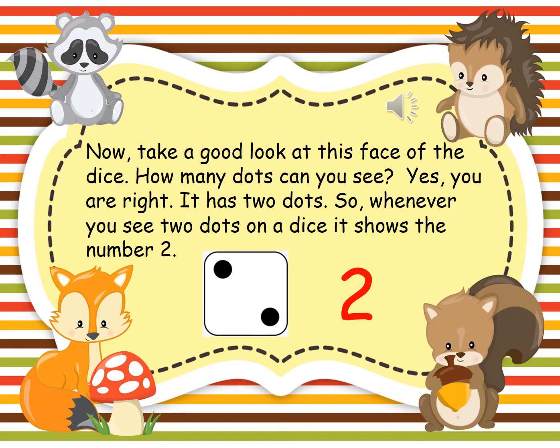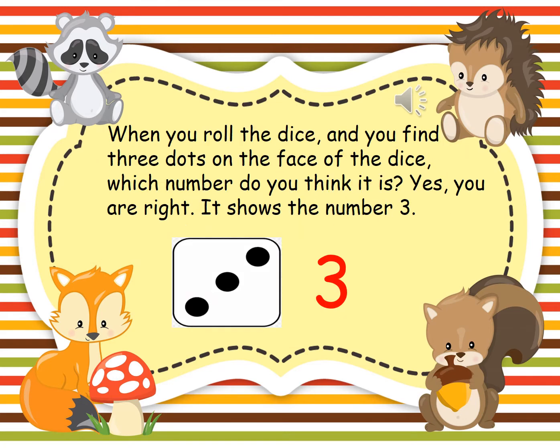Now take a good look at this face of the dice. How many dots can you see? Yes, you are right. It has 2 dots. So whenever you see 2 dots on a dice, it shows the number 2. When you roll the dice and you find 3 dots on the face of the dice, which number do you think it is? Yes, you're right. It shows the number 3.